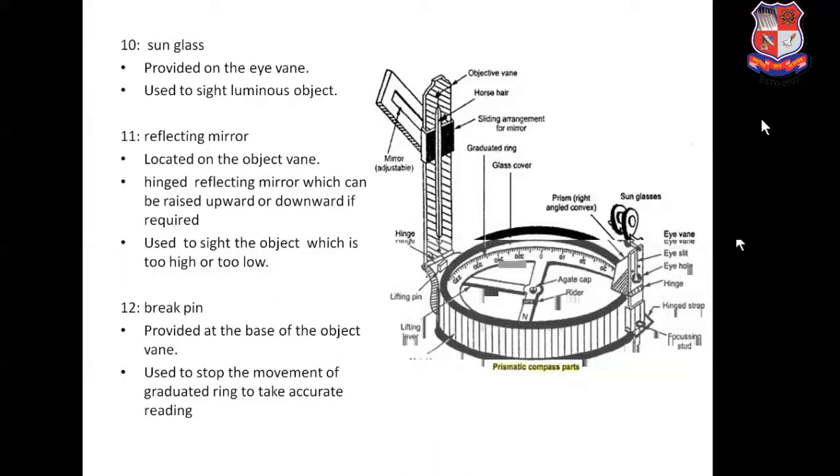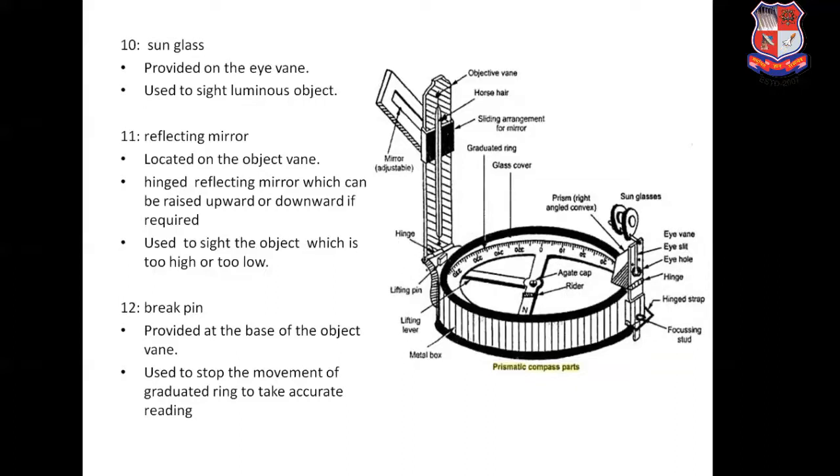Then the reflecting mirror is located on the object vane, as you can see here. This is the reflecting mirror, hinged, which can be raised upward or downward if required. The reflecting mirror is used to sight the object which is at a too high level or too low level from the line of sight.